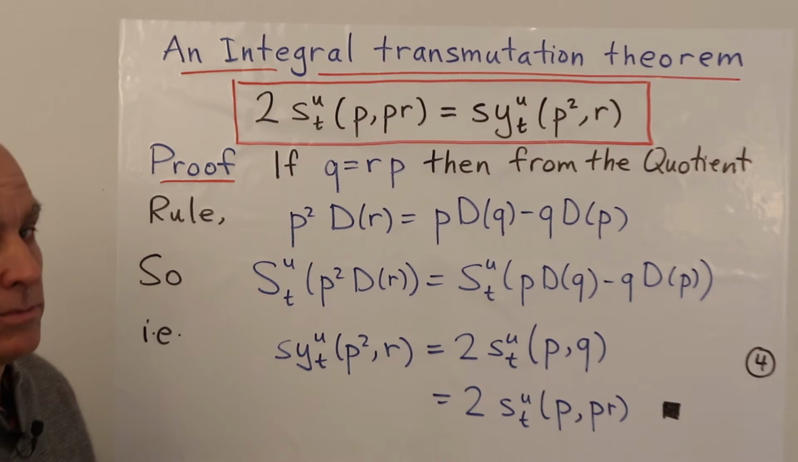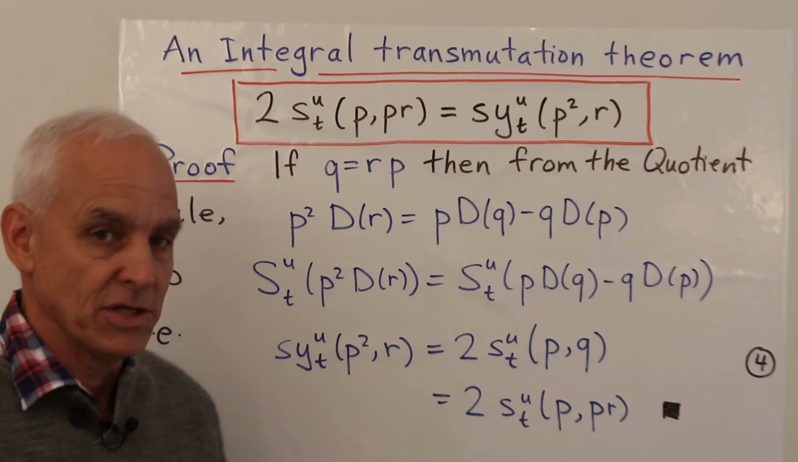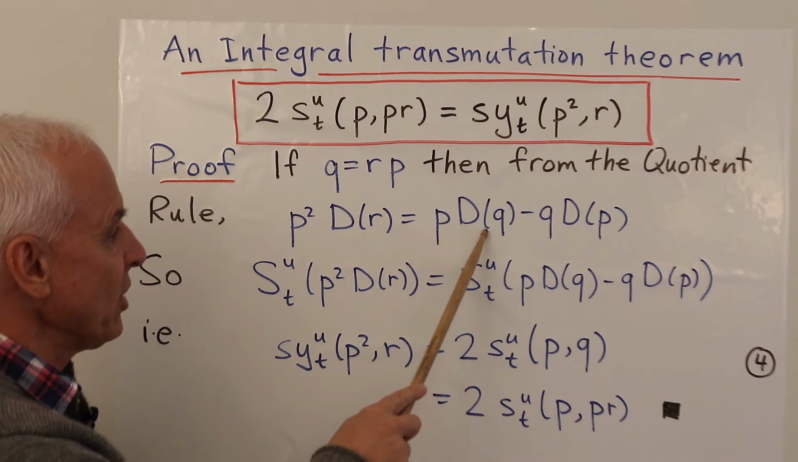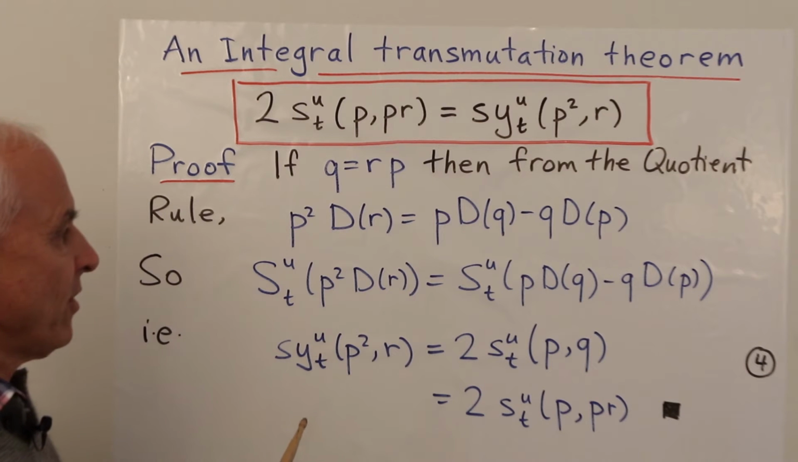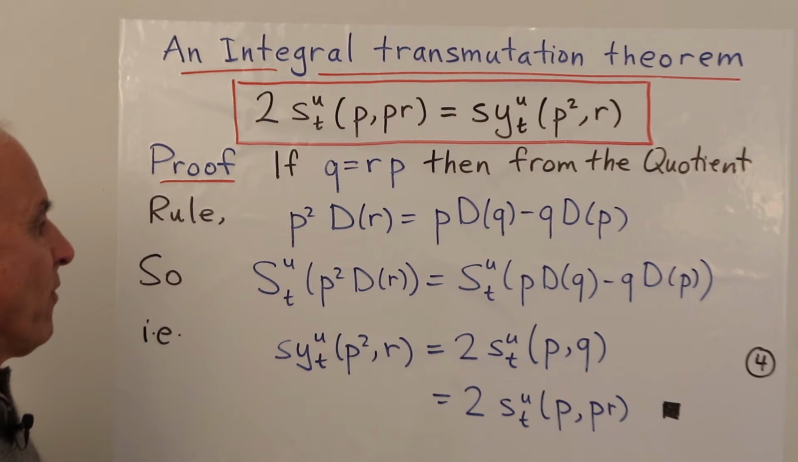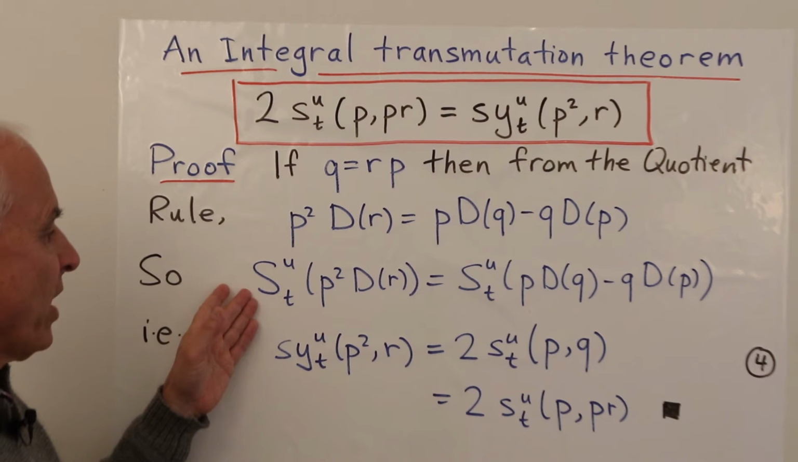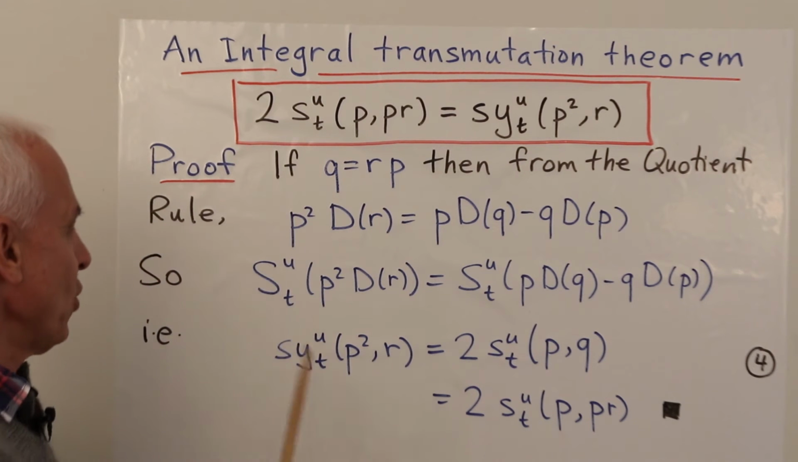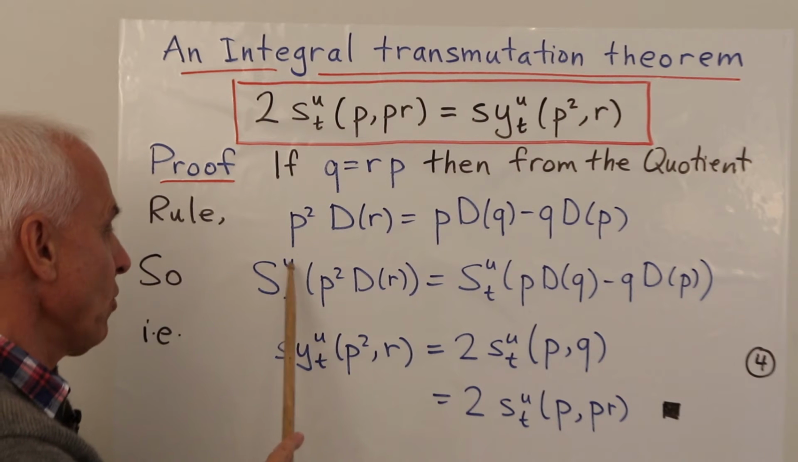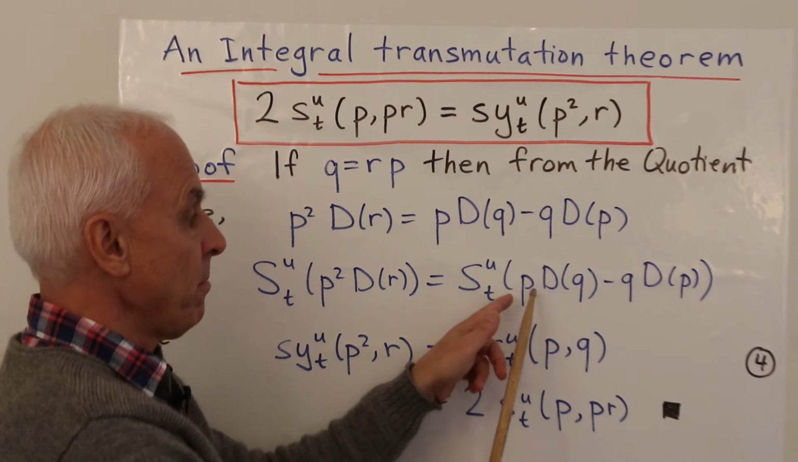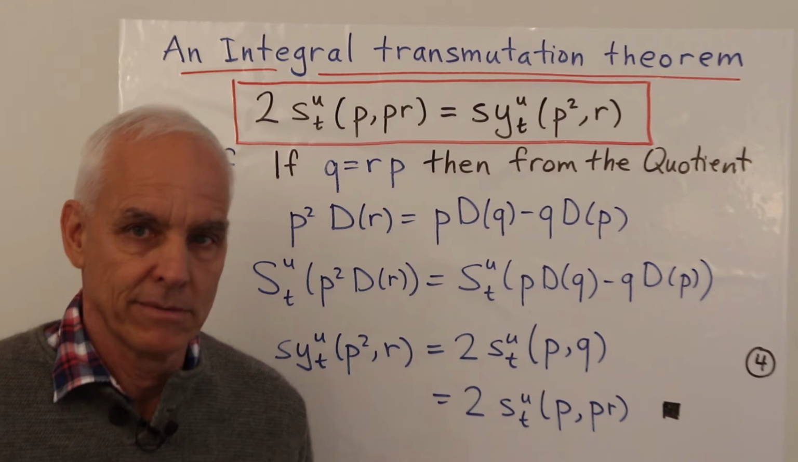Okay, so why is it true? Well, let's consider q, which is r times p. Then, from the quotient rule, p squared dr equals p dq minus q dp. This is just a rewriting of that form that I showed you before. And now we're going to integrate this with the Faulhaber integral S, capital S. So the Faulhaber integral S from t to u of p squared dr is going to be equal to the Faulhaber integral from t to u of p dq minus q dp.